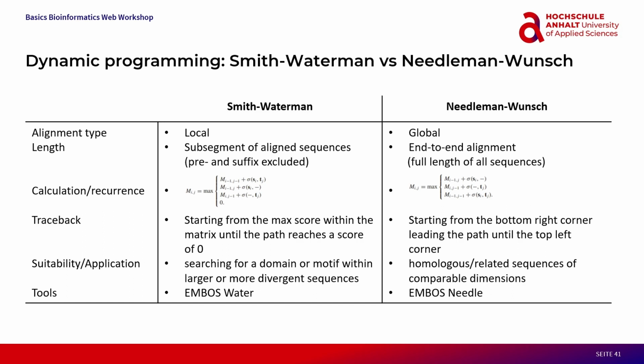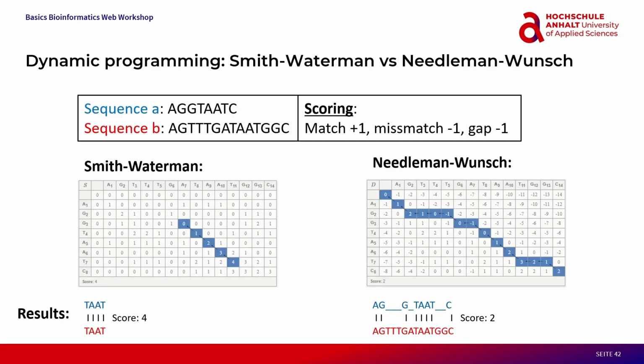If this might have sounded a little bit complicated, I will just show you a quick example. Both sequences A and B were aligned using the same scoring for both algorithms. The results differ in length and score as expected. The TAAT motif was aligned by the Smith-Waterman algorithm, while the Needleman-Wunsch algorithm aligned the sequences over their full length. I hope the visualization helped you to understand the concept.